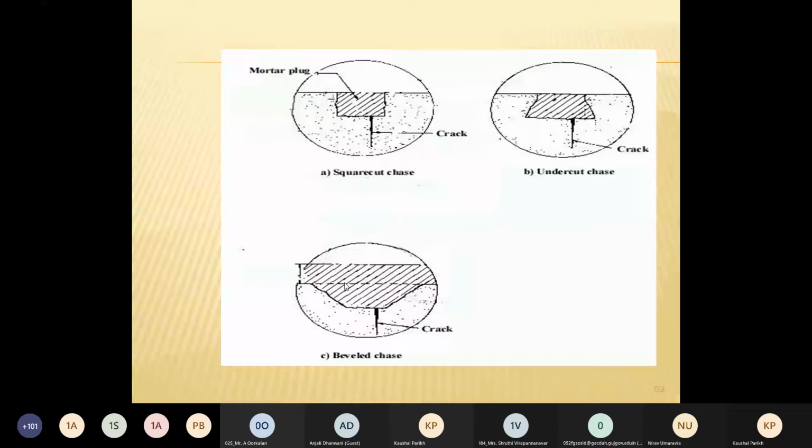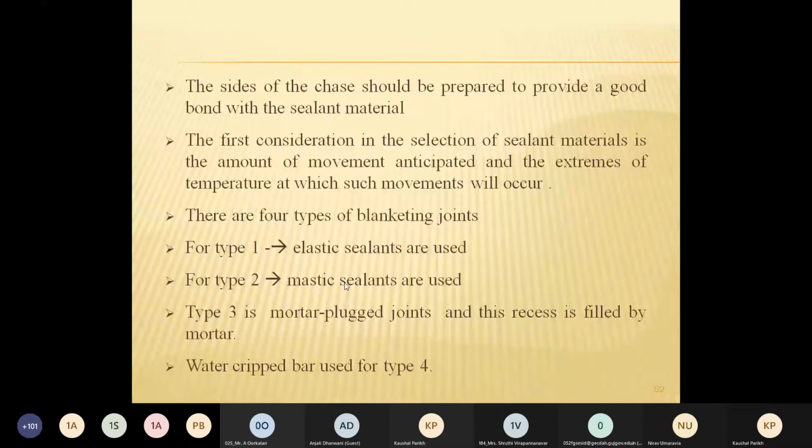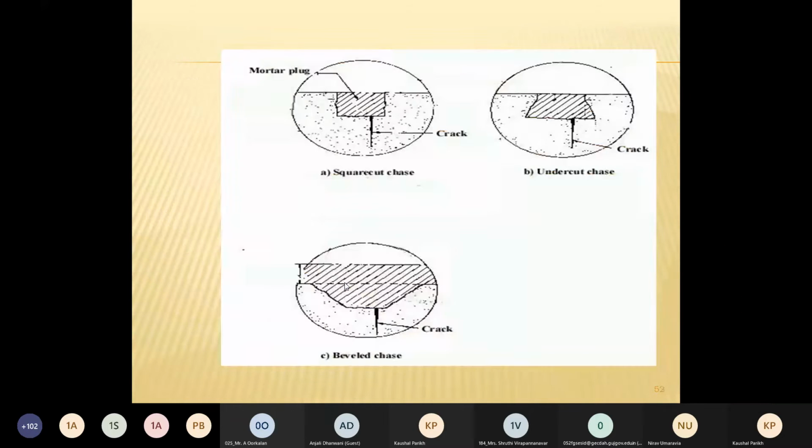The sides of the chase should be prepared to provide a good bond with the sealant material. The first consideration in the selection of the sealant material is the amount of movement anticipated and the extremes of temperature at which such movement will occur. There are four types of blanketing joints. Type 1 uses elastic sealant, type 2 uses mastic sealants, type 3 is mortar plug joints, where the groove is filled with mortar, while a waterstop bar is used as type 4. See the images.